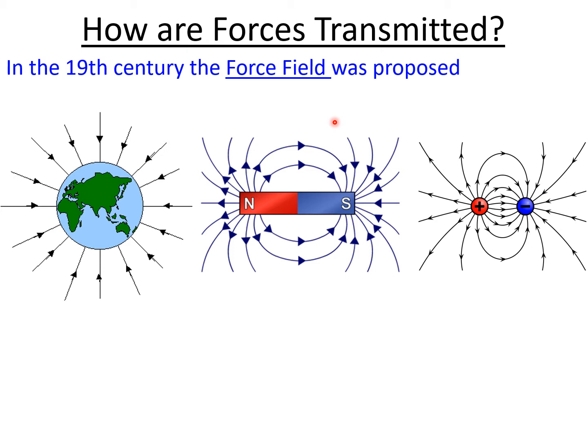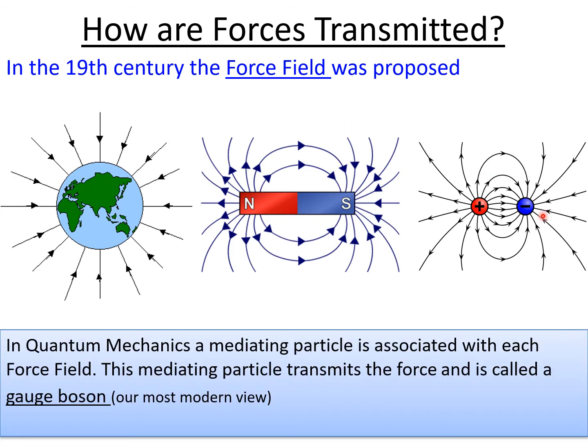And we still use fields in physics, but there is also another interpretation. In quantum mechanics, and we're going to study this topic in a bit more detail in the next units, a mediating particle is associated with each force field. So instead of using a field to describe how these things interact, we say they actually use a particle. And this mediating particle transmits the force and is called a gauge boson. And again, you may remember this slide from a previous lesson, so we're now going to delve deeper into what these gauge bosons are.